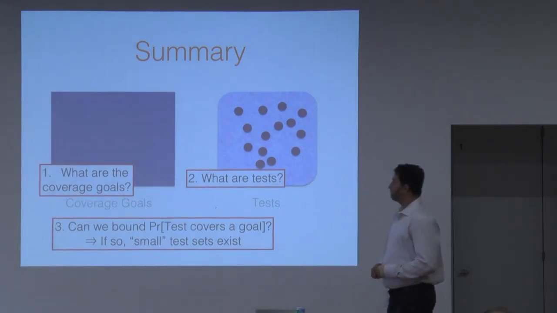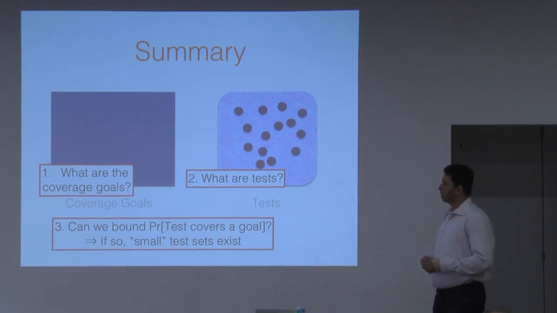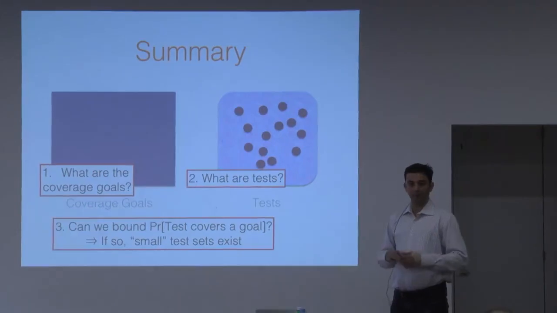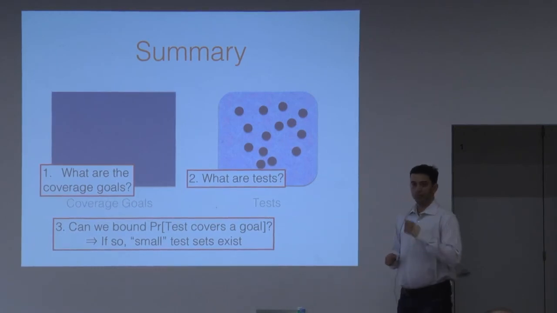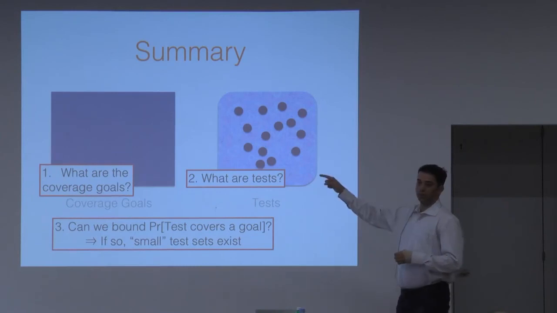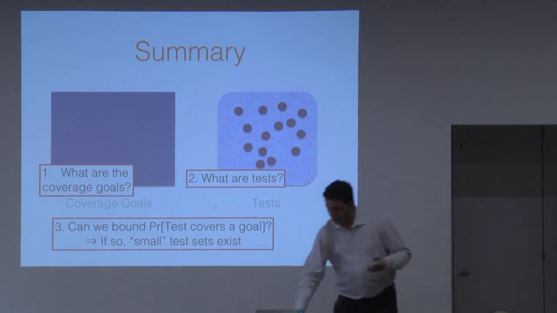Let me summarize. When we design testing procedures, we talk about what coverage goals we want to cover and what set of tests we are going to produce. And in random testing, we also talk about how we generate these tests randomly. Now the argument that we make in our paper is that if you would like to prove theoretical results about the effectiveness of testing, one additional question you might want to ask is whether you can bound the probability that a random test covers one of your coverage goals. And if you can give a lower bound on this probability, then you can give a general argument that essentially shows that there is a small set of tests that you can find that will be good enough to give you full coverage. So we saw 2 examples of this.